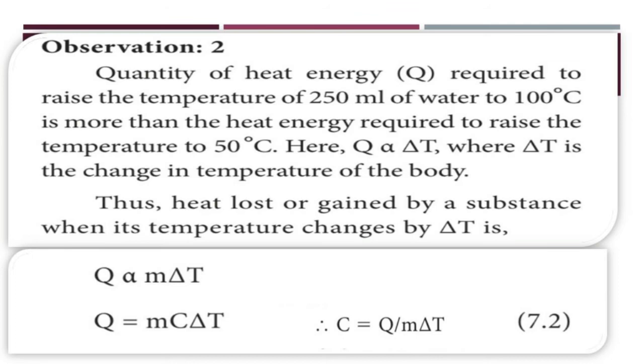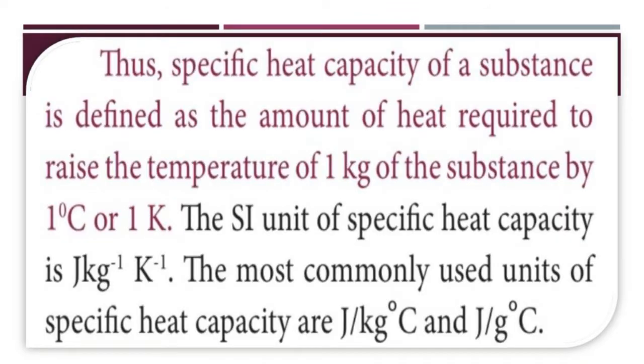From the above equations, the absolute temperature and energy of the system are proportional to each other. The proportionality constant is the specific heat capacity C of the substance. Therefore, C = Q / (m delta T). Thus, specific heat capacity of a substance is defined as the amount of heat required to raise the temperature of 1 kilogram of substance by 1 degree Celsius or 1 Kelvin.